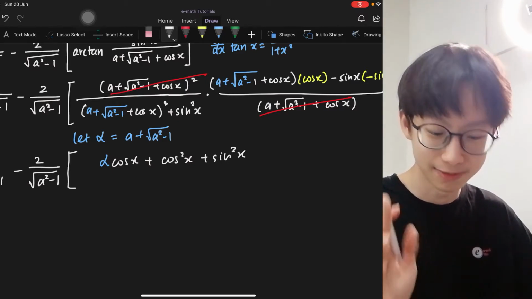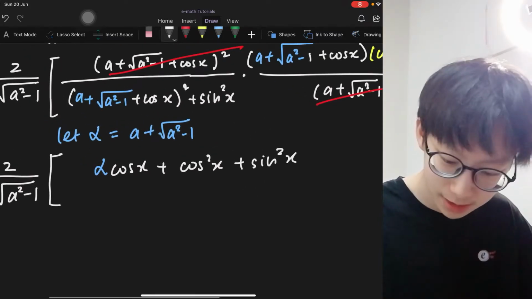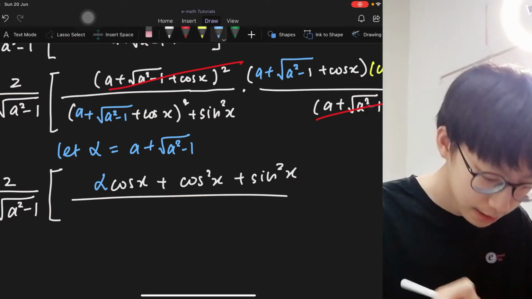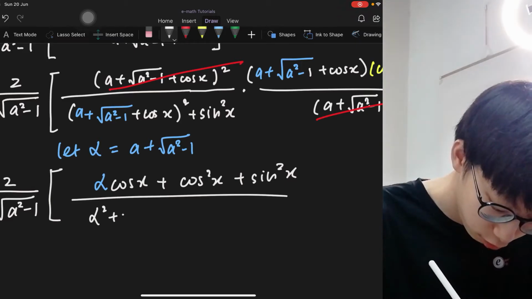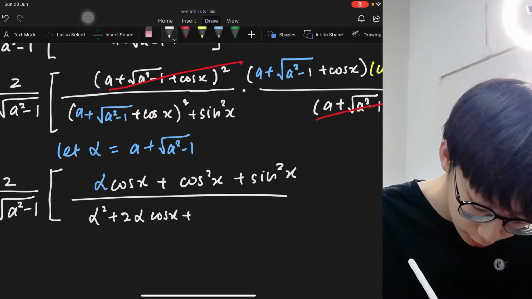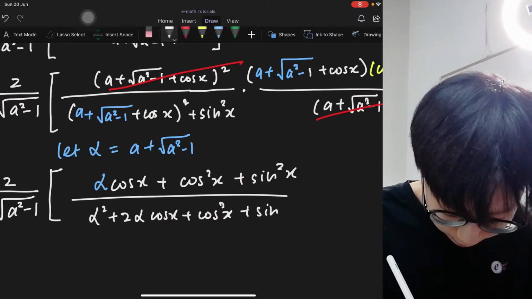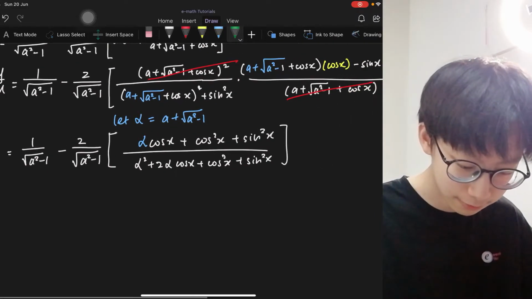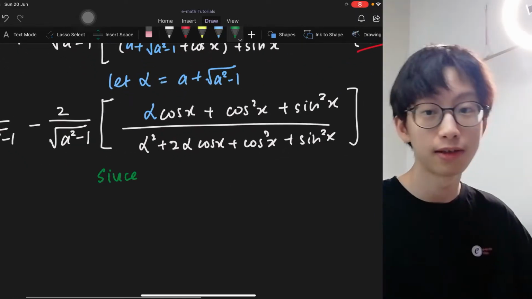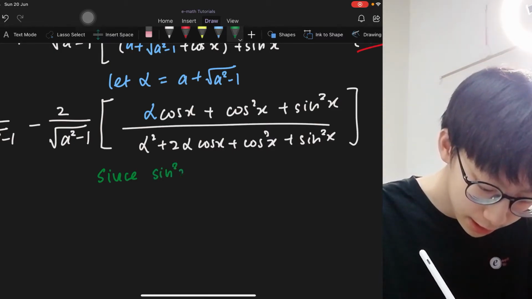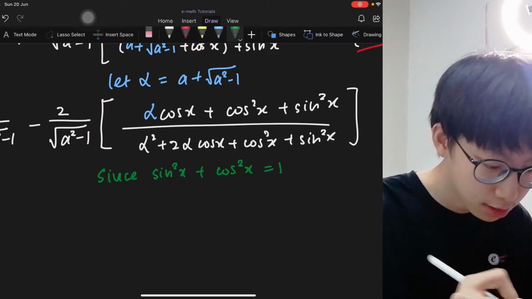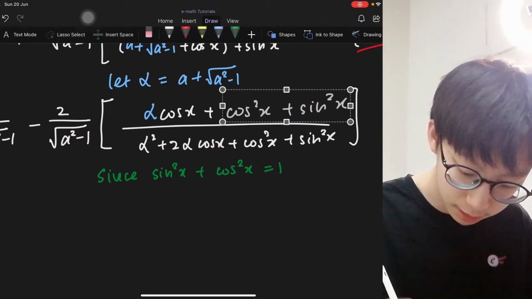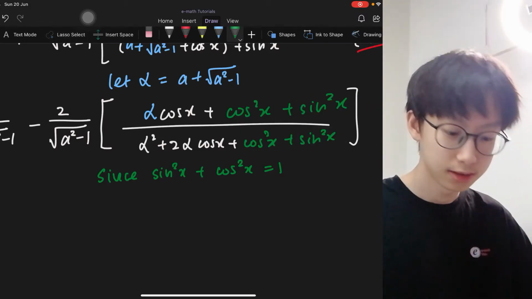And I think you can see something already, right? Don't worry, we'll do it slowly, step by step. And at the bottom you expand this alpha plus cos x square, you get alpha square plus 2 alpha cos x plus cos square x plus sine square x. See, it is very nice. We can clean up a lot of stuff here already. Since we know from the Pythagorean identities that sine square x plus cos square x equals 1, this one here is 1, and this one here is also 1.